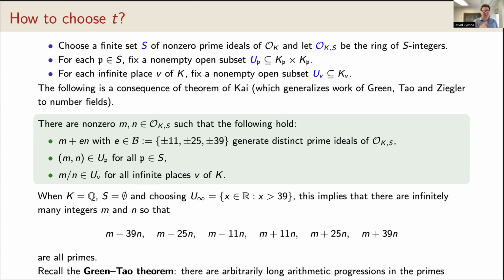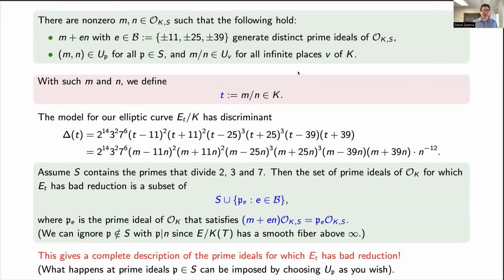I titled this slide How to Choose T, but there's no t here, so let me tell you. The first thing is what I just said. There are non-zero S-integers m and n such that m plus e n, all these elements, generate distinct prime ideals of the S-integers. And with local conditions, which at this point we haven't said what they are.